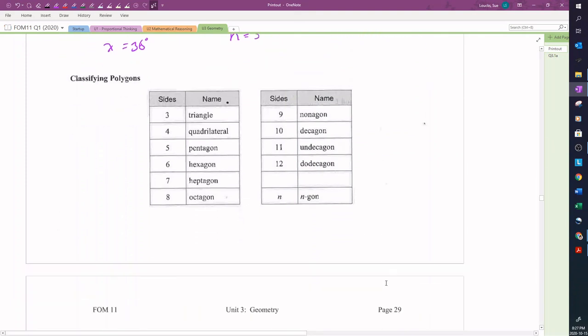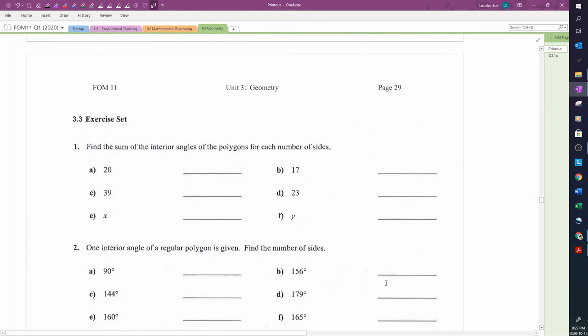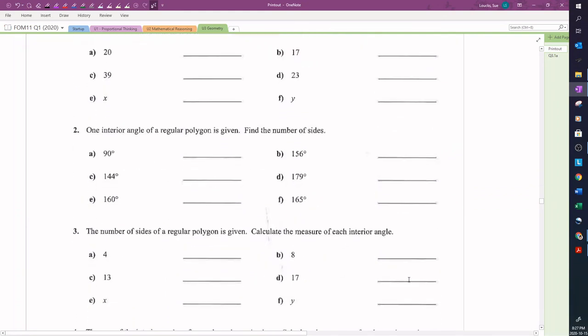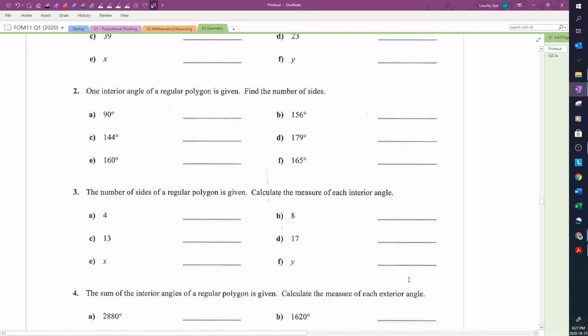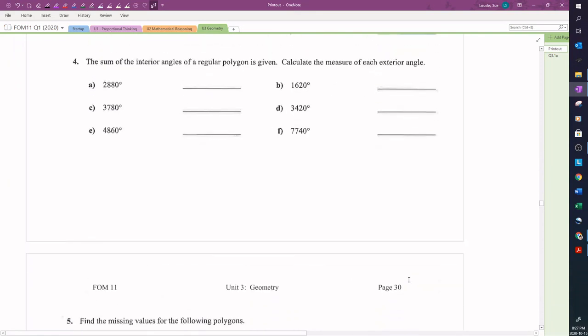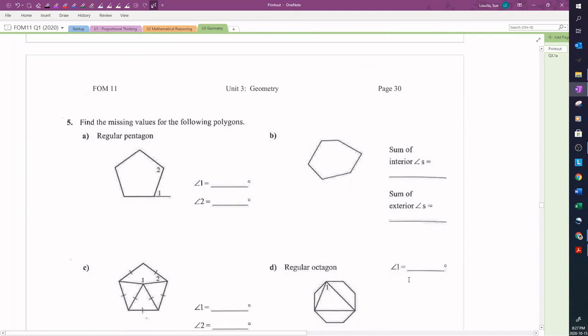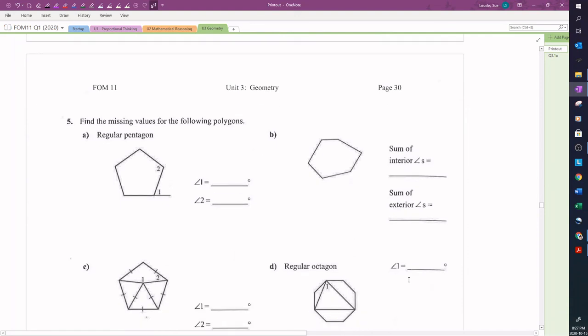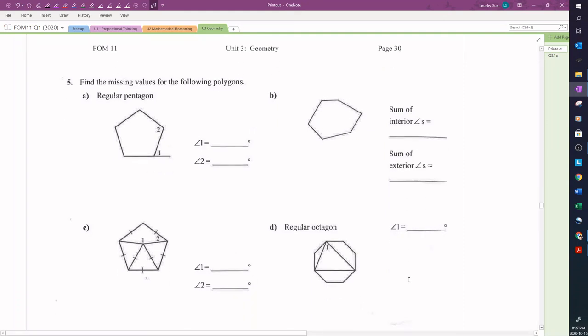Okay. All right. And then you get some practice. They start off pretty straightforward using the formulas that we have. And then you get into these kinds of problems where you have to solve it. You have to use these tools to figure things out.